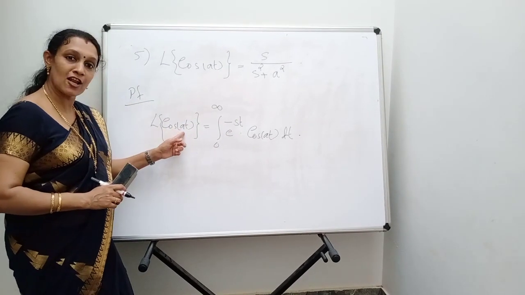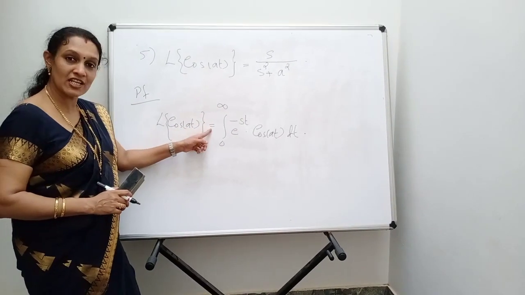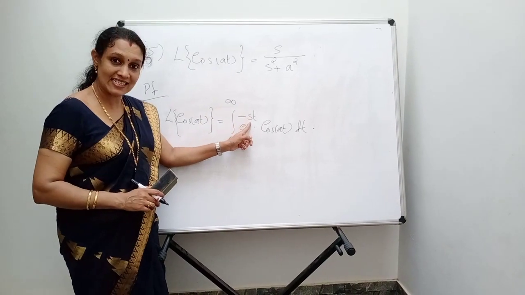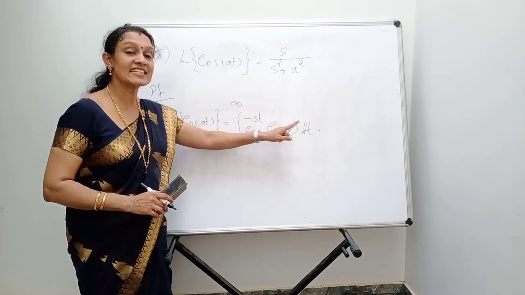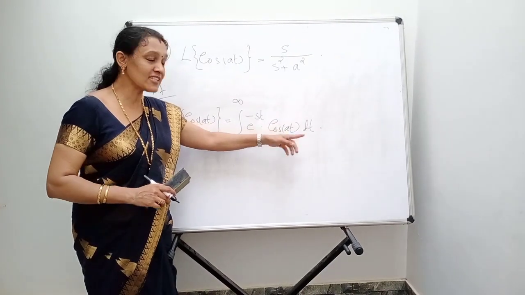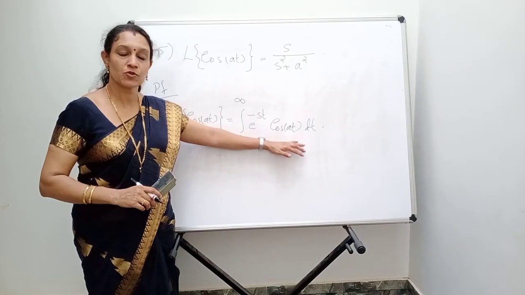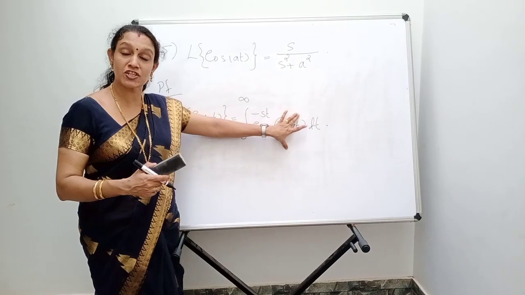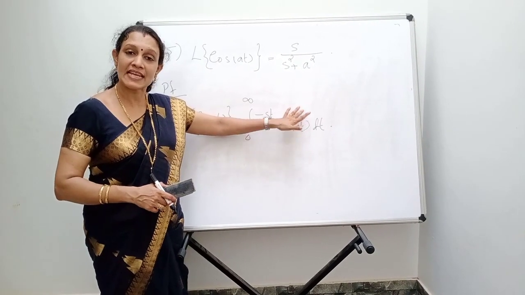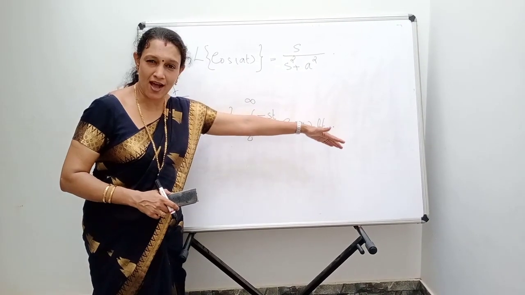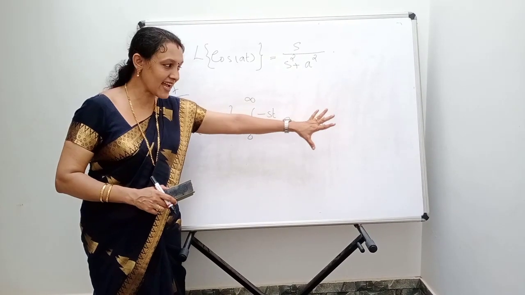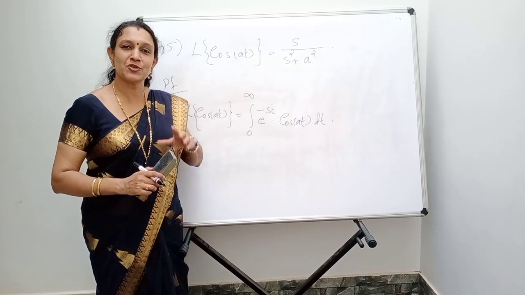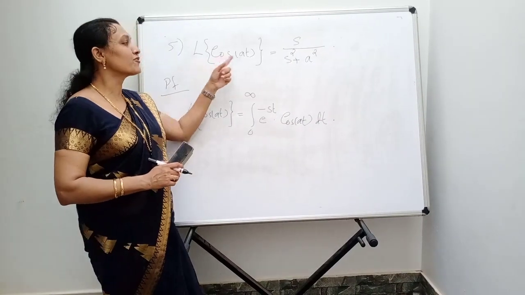You can start with L of cos at. By the definition, it is integral 0 to infinity e raised to minus st into cos at dt. And we can proceed the same as in the previous case. You can name this integral as I, then do the integration by parts method, then integrate, and finally somewhere on the RHS you will get the same I. You take that I term to the LHS and do the simplification. I'm leaving it to you. You calculate L of cos at.